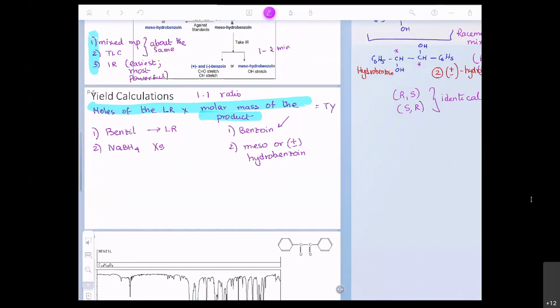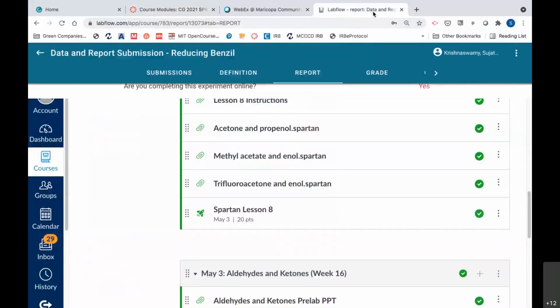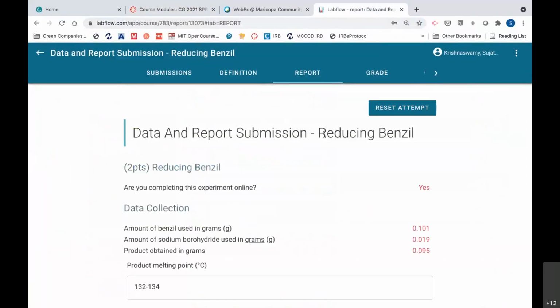So what we will do now is kind of go into lab flow. I've already generated the data here. So let's take a look.